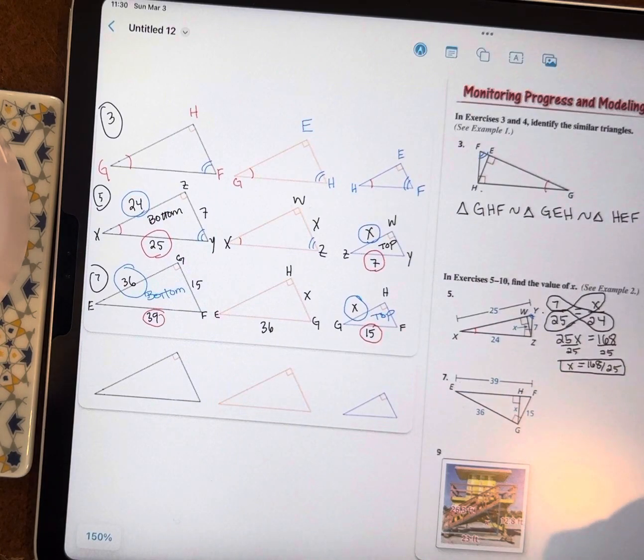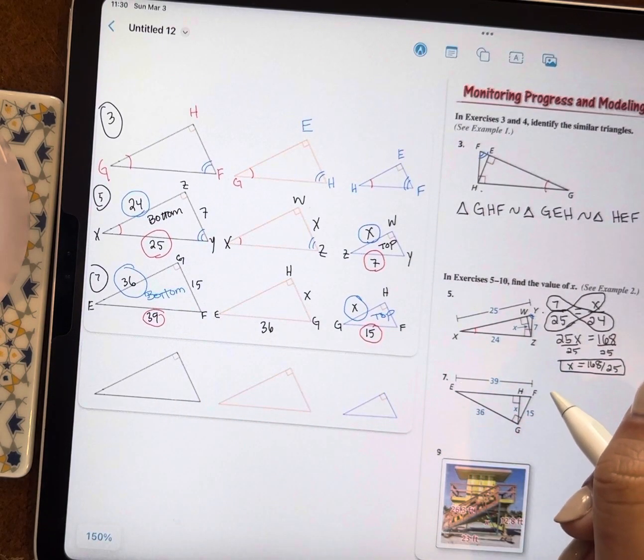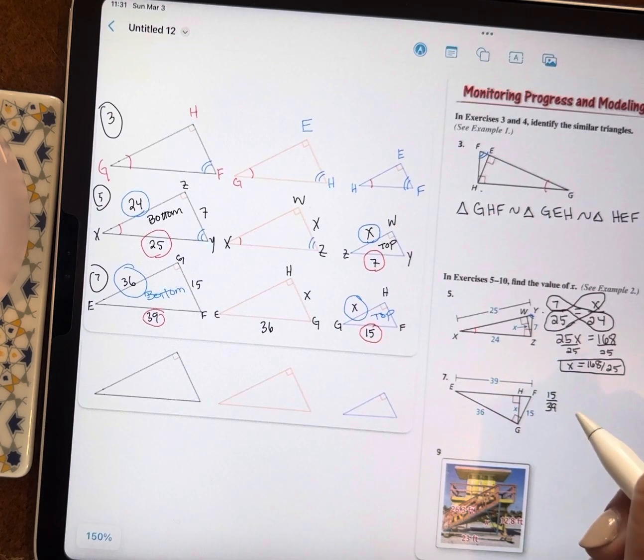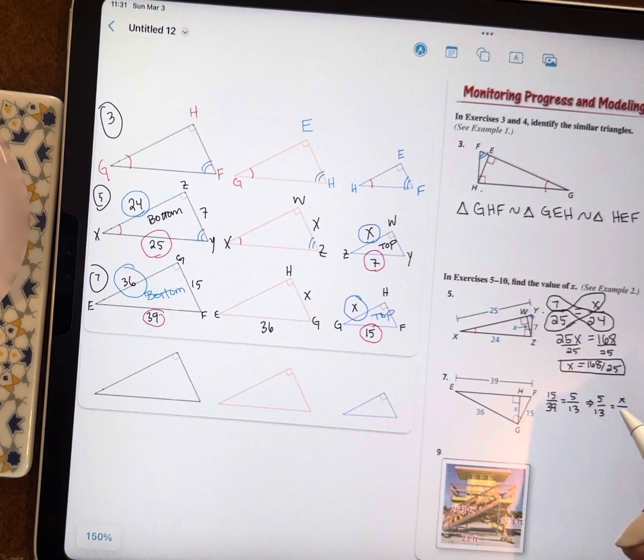And then I can do that over here. 15 over 39. This reduces to 5 over 13. So I can take 5 over 13 and set it equal to x over 36. Now I'll cross multiply and solve. So 36 times 5 is 180 equals 13 times x.